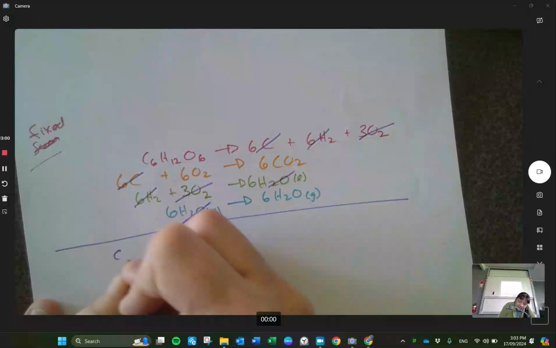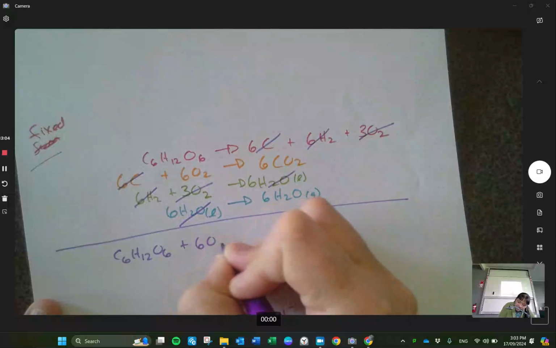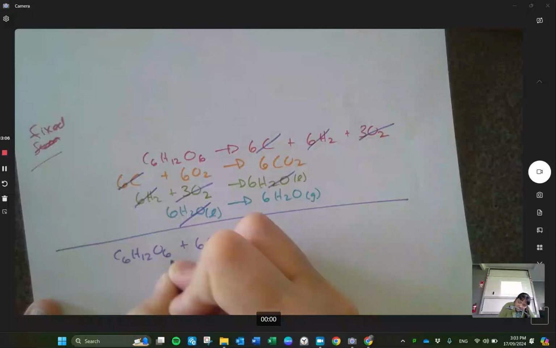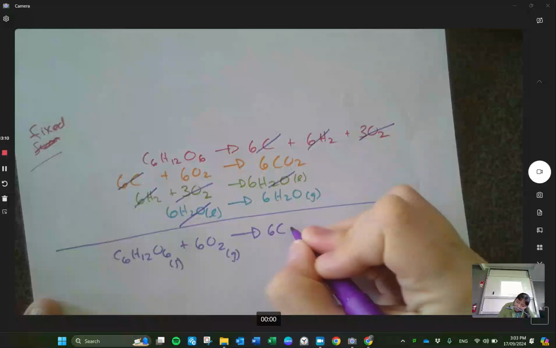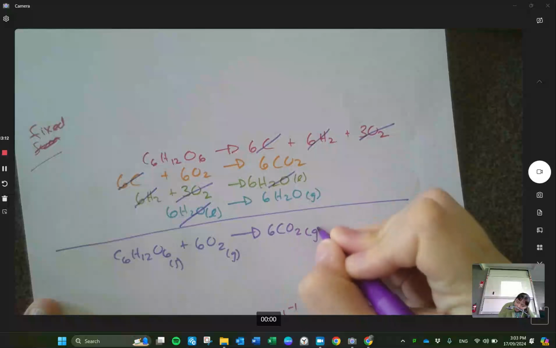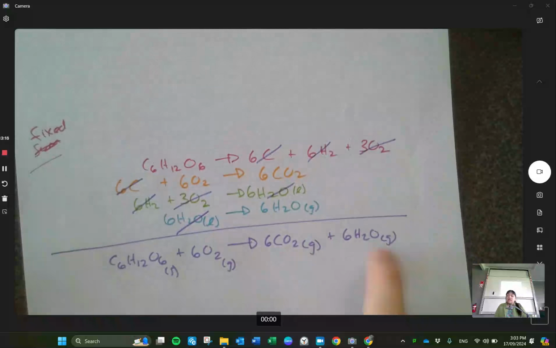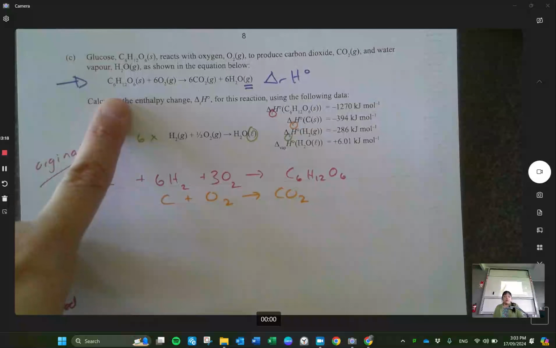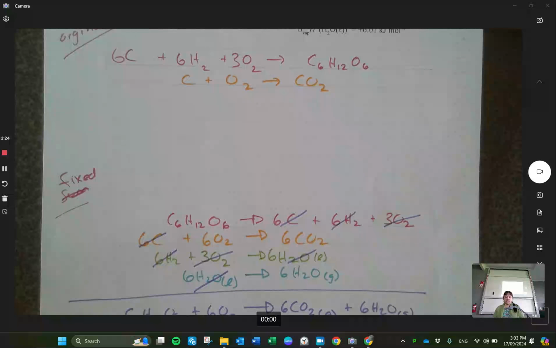So C6H12O6 plus 6O2. This is in the solid state. That's in the gas state. 6CO2 in the gas state, 6H2O in the gas state as well. Does this equation match what I have above? Yes. So you've idiot checked yourself.